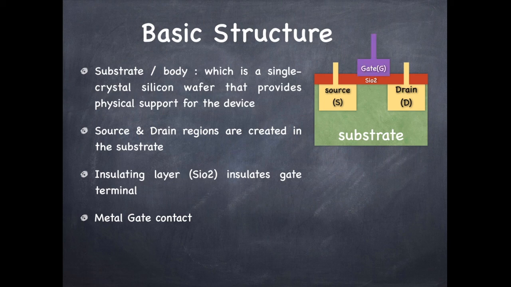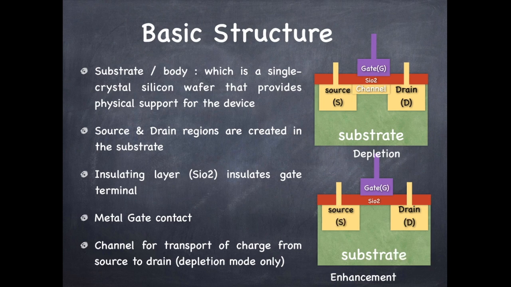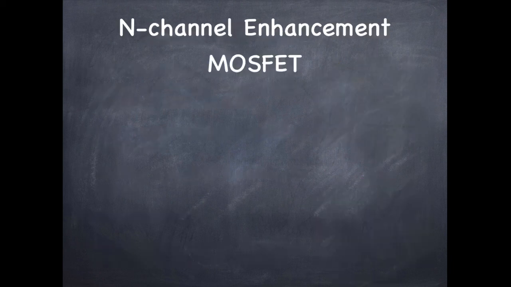Then we need to have a channel for transport of charge from source to drain. But the channel is available only in the depletion type MOSFET. In enhancement type of MOSFET, we need to create the channel. There is no channel present. It is created by properly biasing the gate terminal, and we'll discuss this in the coming slides. Now we'll discuss the enhancement mode MOSFET first.